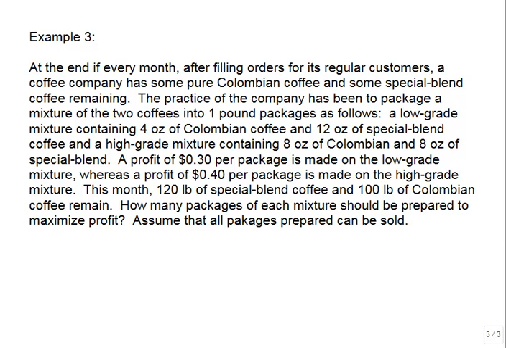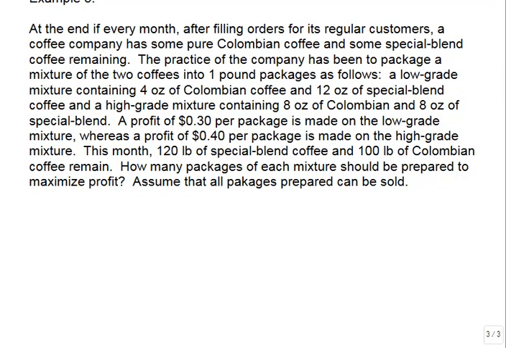So here we have, at the end of every month, after filling orders for its regular customers, a coffee company has some pure Colombian coffee and some special blend coffee remaining. The practice of the company has been to package a mixture of the two coffees into 1-pound packages as follows: a low-grade mixture containing 4 ounces of Colombian coffee and 12 ounces of special blend coffee, and a high-grade mixture containing 8 ounces of Colombian and 8 ounces of special blend. A profit of 30 cents per package is made on the low-grade mixture, whereas a profit of 40 cents per package is made on the high-grade mixture.